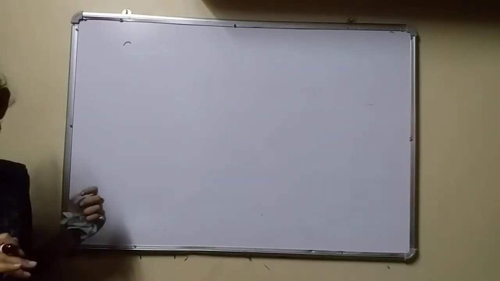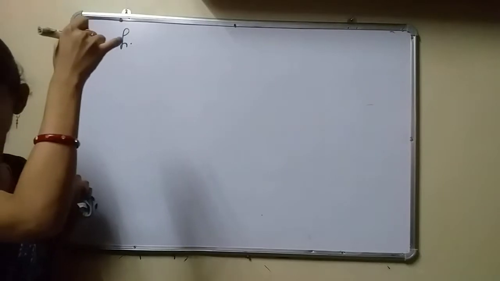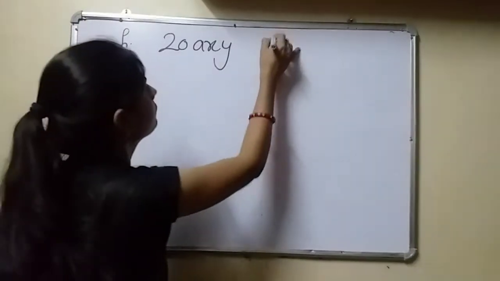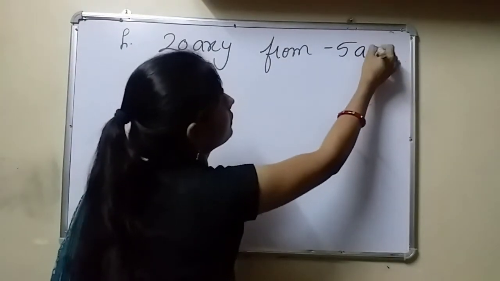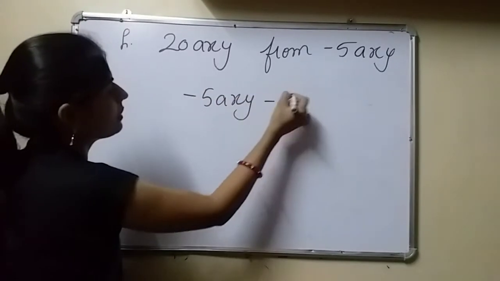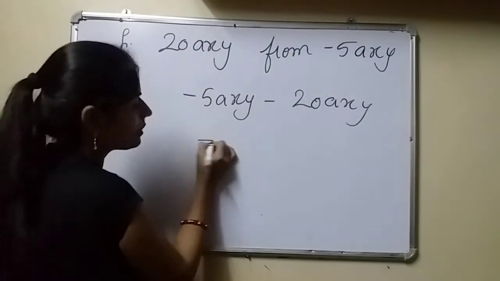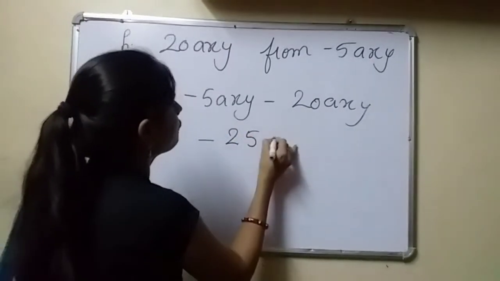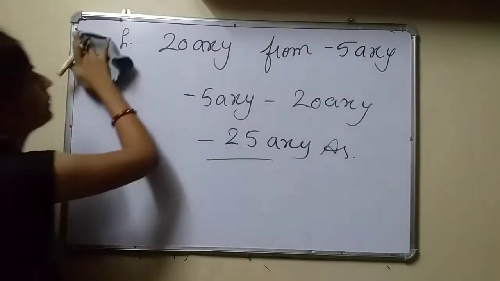Now see question number H. G you can solve. We will solve question number H. It is written: subtract 20axy from minus 5axy. First of all you have to write minus 5axy minus 20axy. So minus minus becomes plus. The answer will come in minus only because minus is the greatest sign. So your answer will become minus 25axy. That is your answer.